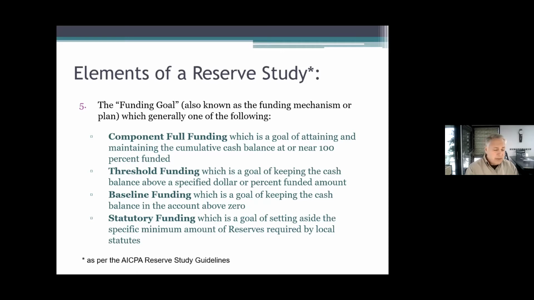The baseline funding is the same thing. It just says that that threshold value is 0. In other words, you're okay with spending all our reserves this year, as long as we know we'll be raising enough for the following years as they come. I've never seen anybody do that. I don't recommend it. It's really a contingentless plan.